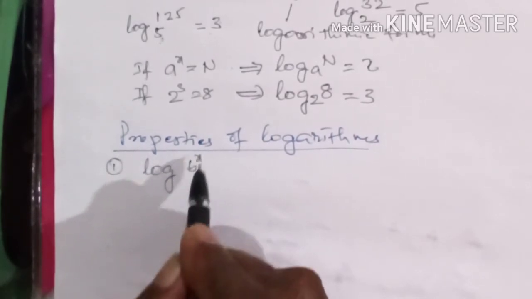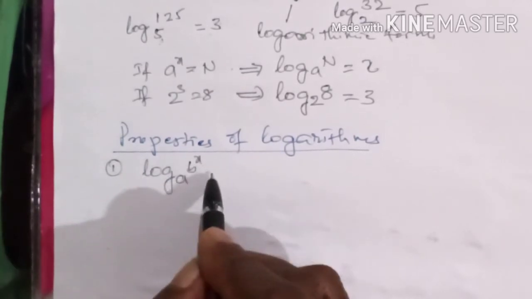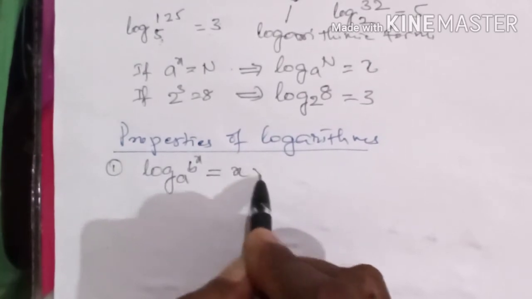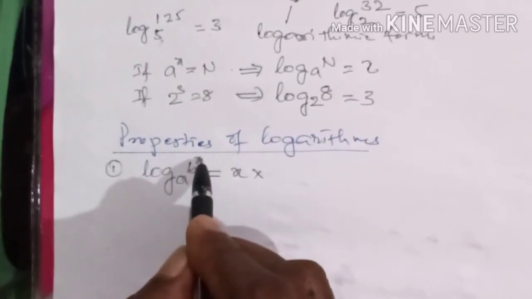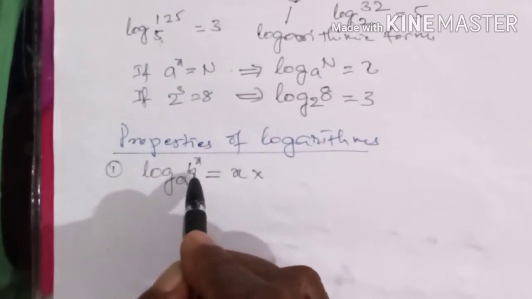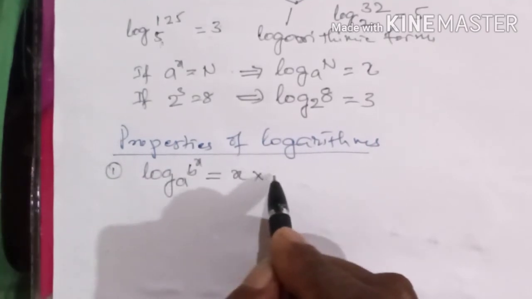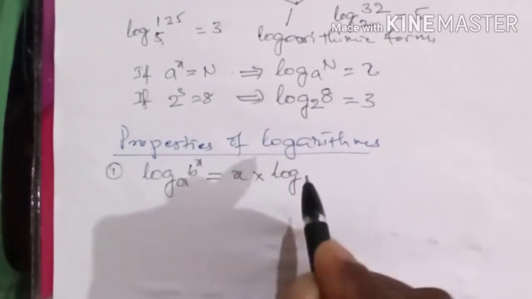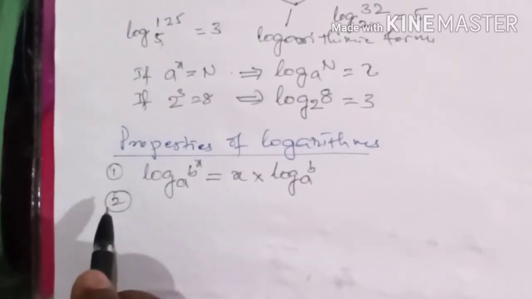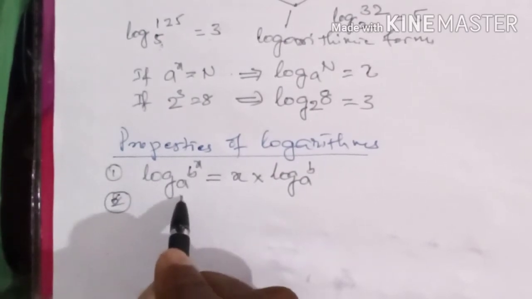Now the first property is log b to the power of x to the base a. Here what is the base? Base is a. So we can write this as x into log b to the base a. This x, the power of b, is brought to the coefficient of log here.